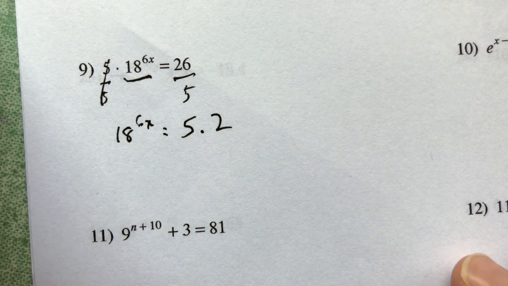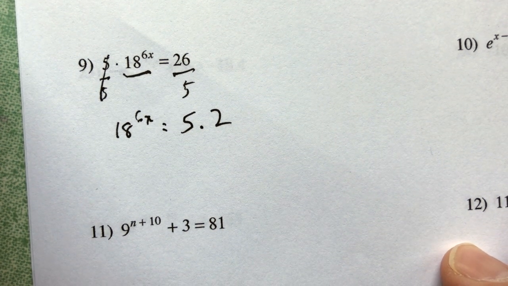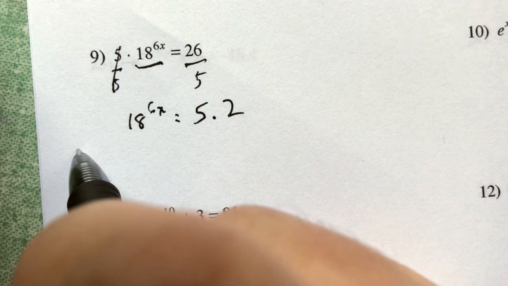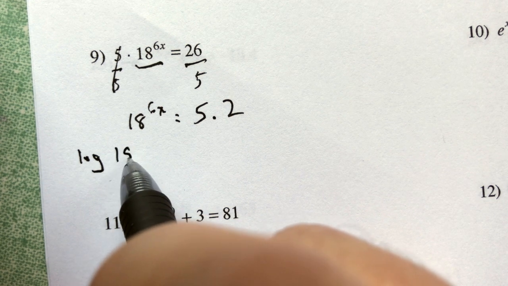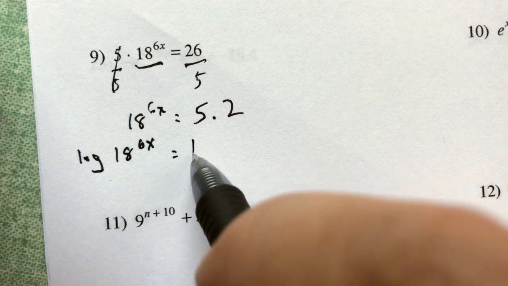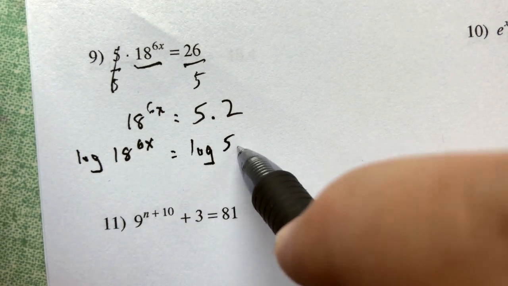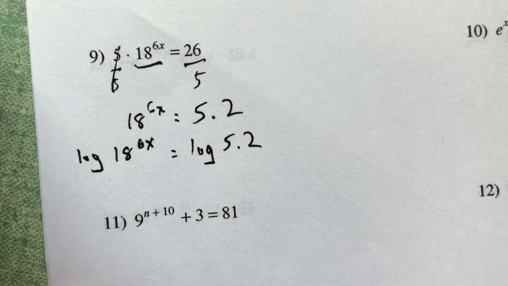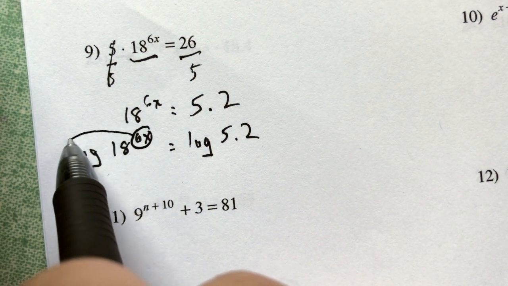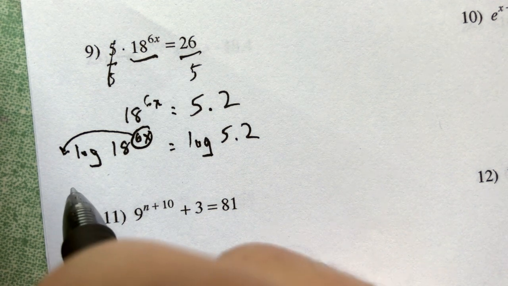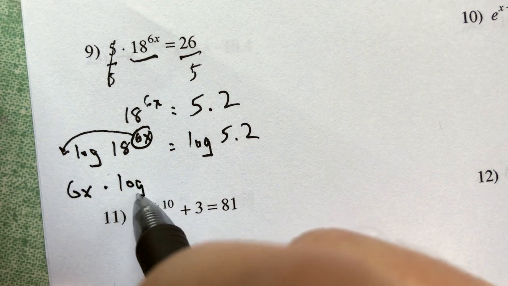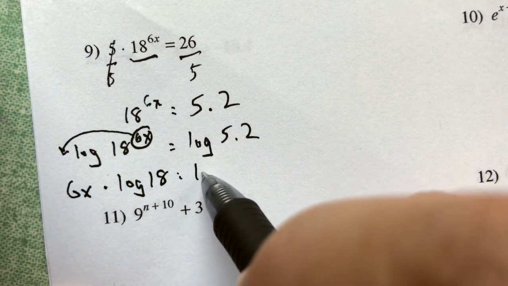Okay, and so now it looks kind of like some of the other examples we already looked at. So I'm going to use the second technique where I just take the log of both sides. I don't even care what kind of log it is. It could just be a common log. I'm going to write log of 18 to the 6x equals log of 5.2. And then that sets me up to use my properties of logs where I can take this whole 6x and just bring it down, plop it down right in the front. And so we get 6x times log 18 equals log of 5.2.